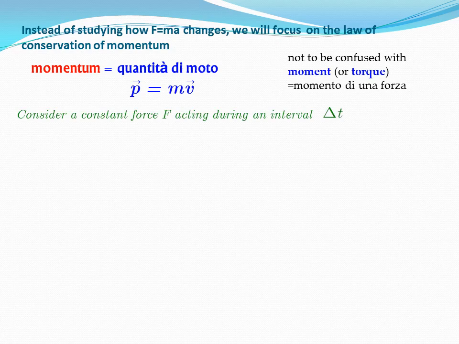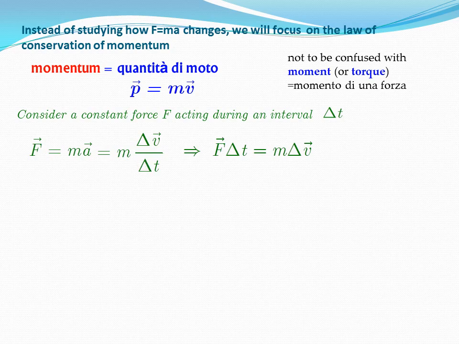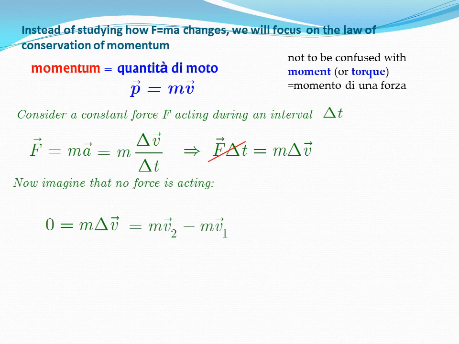To illustrate, consider a force, a constant force for simplicity, acting during an interval delta t on a point particle whose mass is m. F equals ma, and if we expand a, we get m times delta v over delta t. If we multiply both sides of this equation by delta t, we are left with F delta t equals m delta v. Now imagine the case when no force is acting on this point particle. We cancel the left-hand side of this equation, and we are left with 0 equals m times delta v. If we expand delta v, we get m times the final value of velocity minus m times the initial value of the velocity.